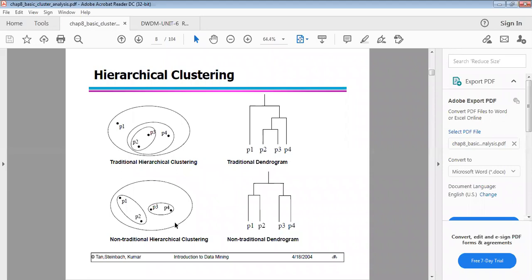Similarly, non-traditional hierarchical clustering we have to represent as P1, P2 and P3, P4. Here P1, P2 is one cluster of data points, and P3, P4 is another cluster of data points. See here clearly, from the root node, P1, P2 is the left subtree and P3, P4 is taken as the right subtree. So this is simply hierarchical clustering. What is partitional clustering? What is hierarchical clustering?